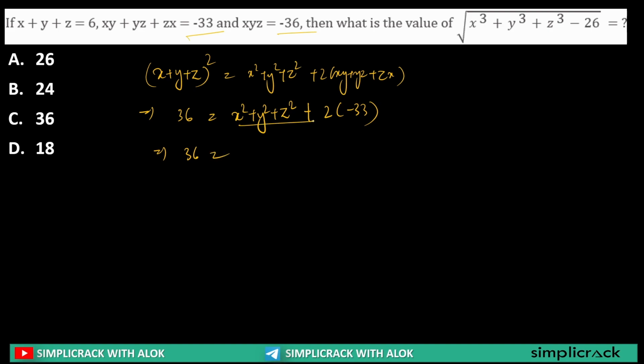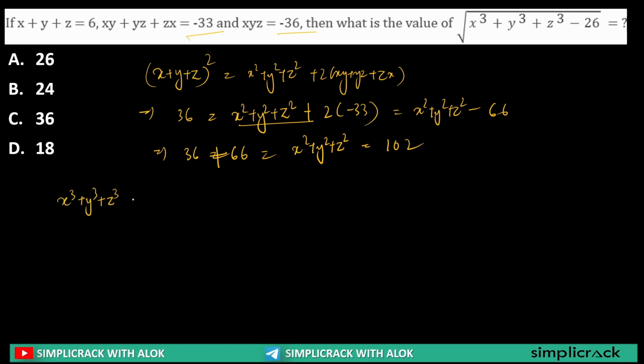36 is equal to x square plus y square plus z square plus 2 into minus 33, that is x square plus y square plus z square minus 66. So 66 will come to this side and it will be added. So x square plus y square plus z square is equal to 102. Now what do we know about the formula x cube plus y cube plus z cube minus 3xyz? This is the formula. This is crucial in terms of your whole paper.